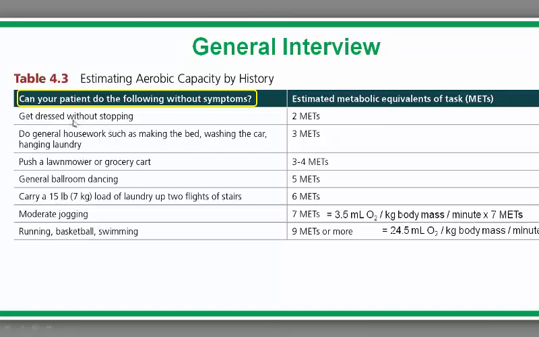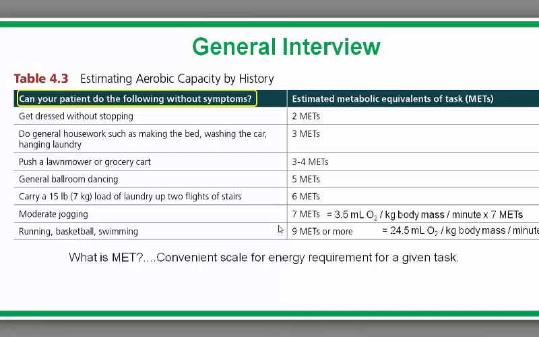So on this table, as we see, getting dressed without stopping has a value of about 2 METs, and we'll define MET here shortly. If we step up the activity to the bottom of the table, where we see running, playing basketball, or swimming, the metabolic equivalent is approximately 9. So it's quite high. So we ask the question, what is a metabolic equivalent?